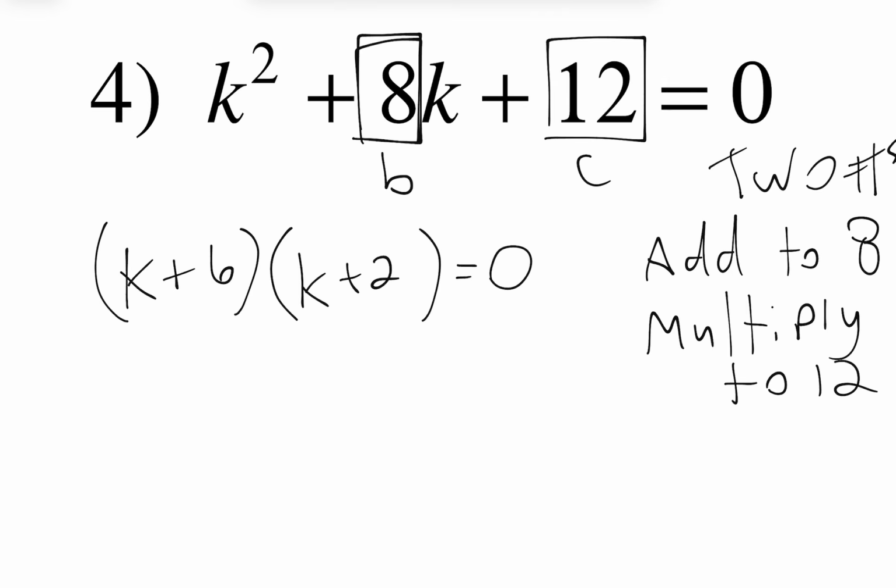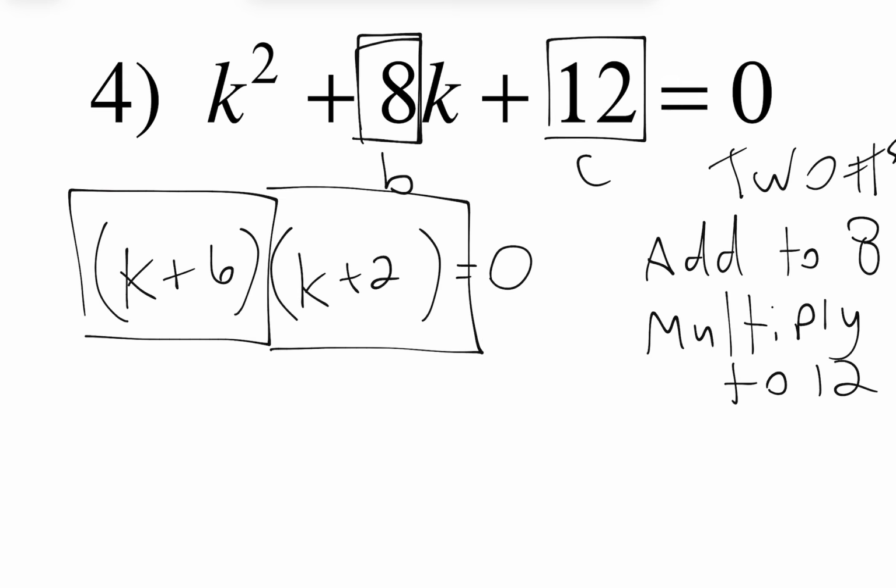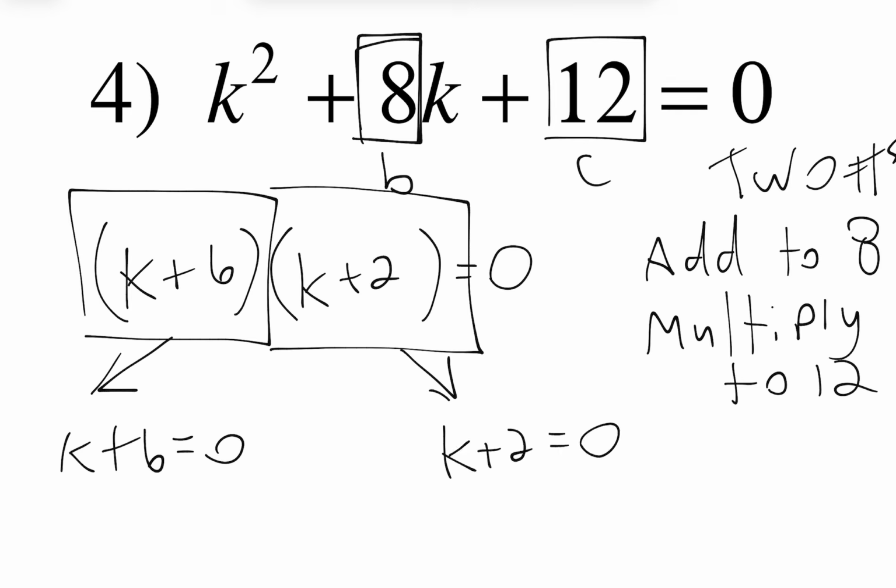So now we know that we have two parentheses that are being multiplied by each other. Anything multiplied by 0 is 0. So if either one of these parentheses becomes 0, then the whole thing becomes 0, because 0 times anything is 0. So what you can do is say, what would k need to be for this parenthesis to equal 0? And what would k need to be for this parenthesis to equal 0?